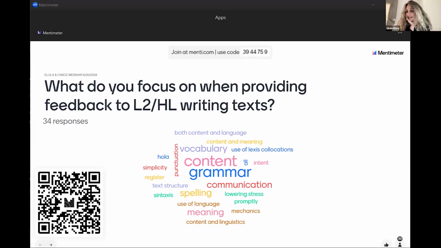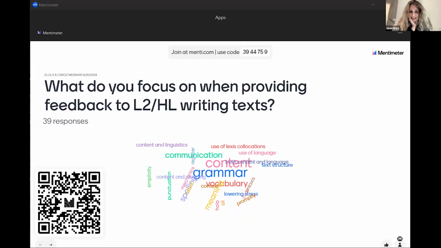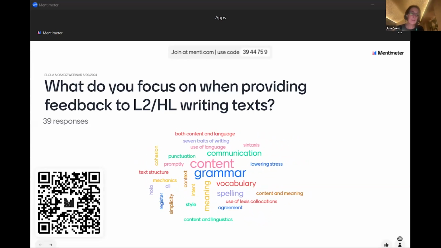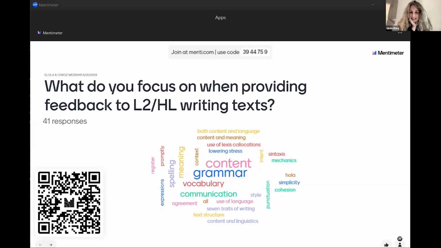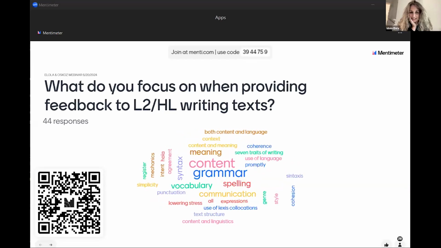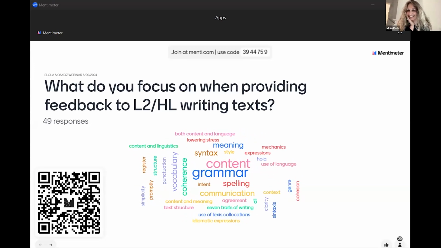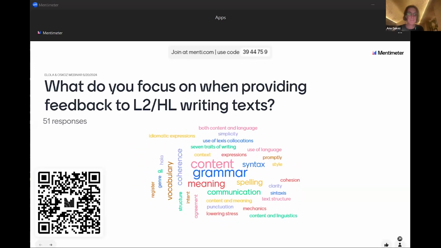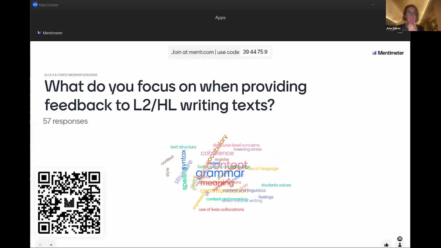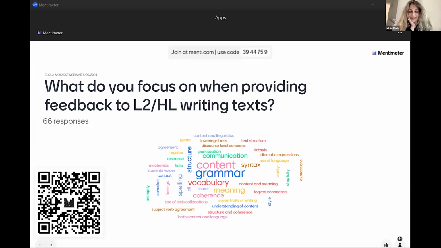Register. That's fantastic, especially for heritage language learners. They are very into that. Text structure. Spelling. Style and agreement. Content. Grammar, content are winning here. Yep, big time. Communication, meaning, coherence, pretty good. Student voices, thank you for that.